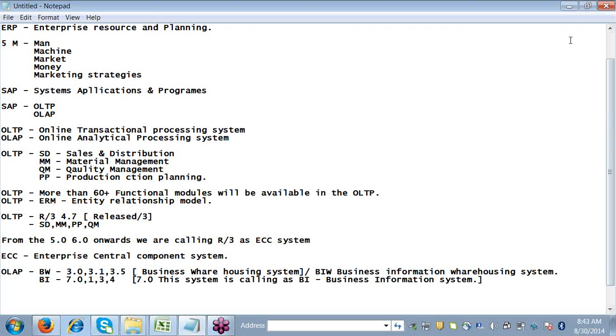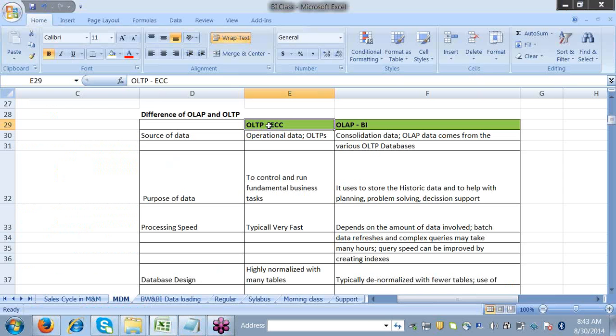Now we will see the differences between OLTP and OLAP. We now know what ECC and BI mean. ECC stands for Enterprise Central Component System, and BI stands for Business Intelligence. From version 7 onwards we call BW as BI. It is just a name change, but some additional features are available in BI that were not available in version 3.5. Now we will see the differences between OLTP and OLAP in a broader view.